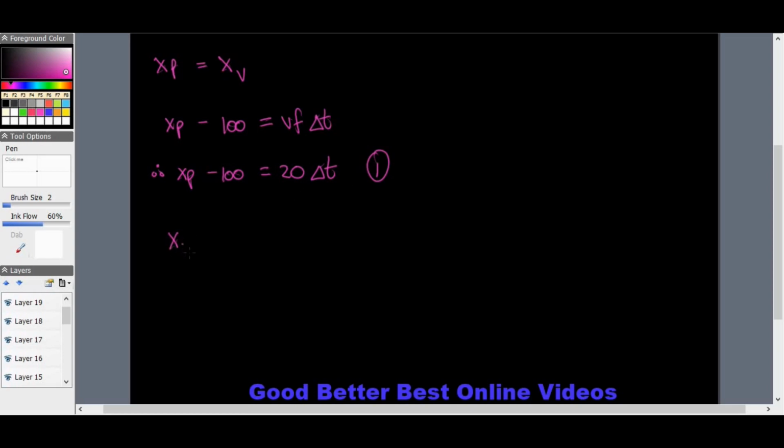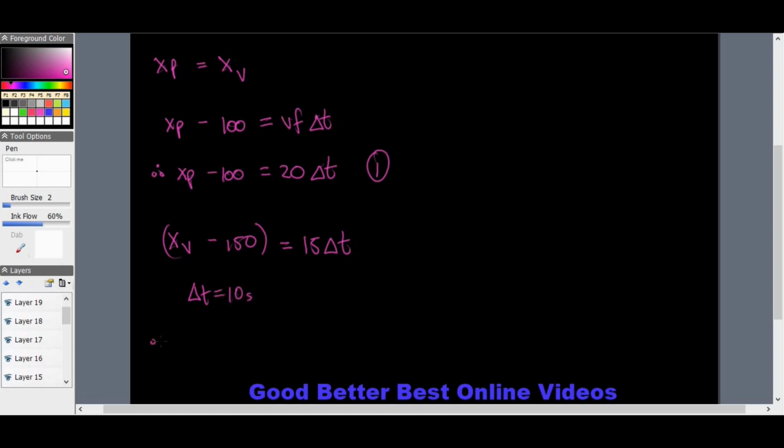For the van, xv minus 150, because that's where they were after 10 seconds, is going to equal its final or constant velocity, which was 15 times delta t. Okay, and basically delta t was equal to 10 seconds.